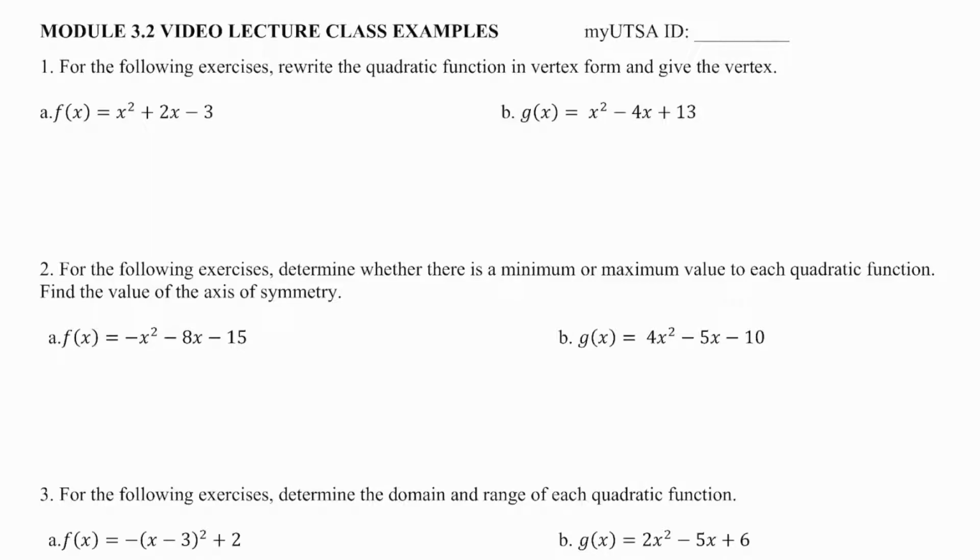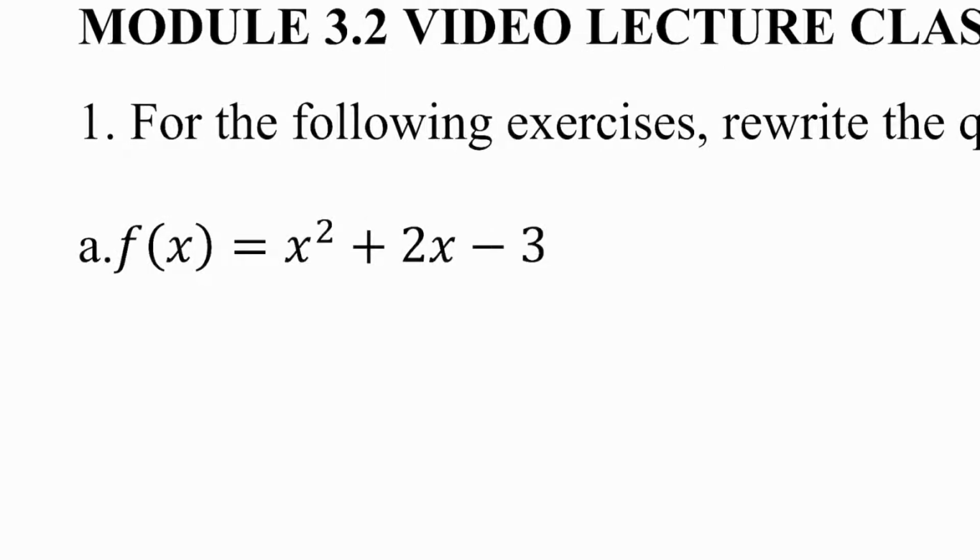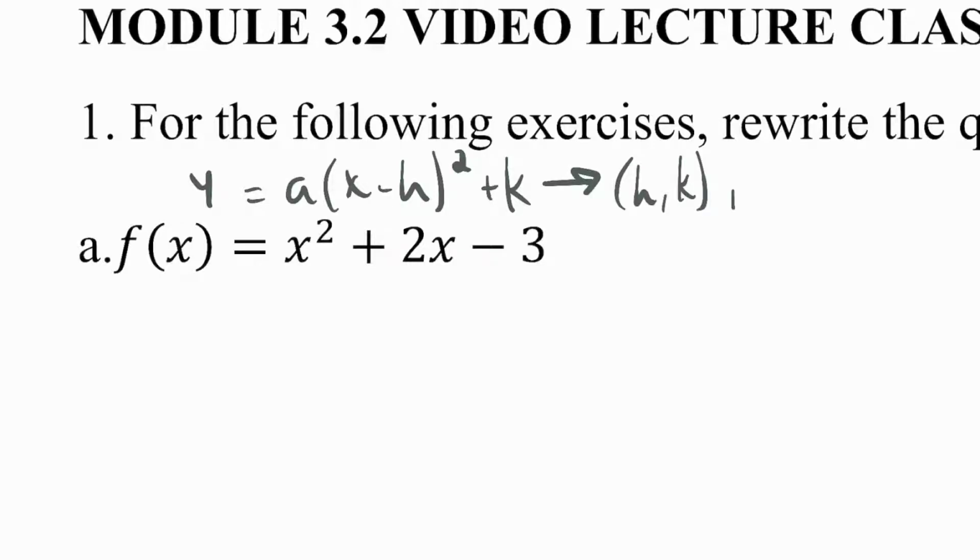The first problem says, for the following exercises, rewrite the quadratic function in vertex form and give the vertex. So the vertex form for a quadratic function goes like this: y equals a times (x minus h) squared plus k. And (h, k) is the vertex.